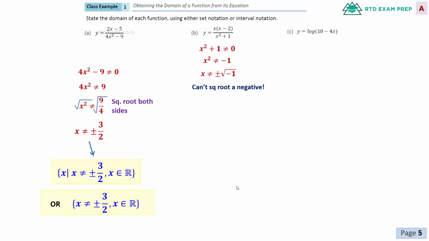Don't confuse yourself here. This does not mean the question has no solutions. It means there were no solutions when we were looking for restrictions. So since there are no restrictions, the domain is actually all the real numbers.